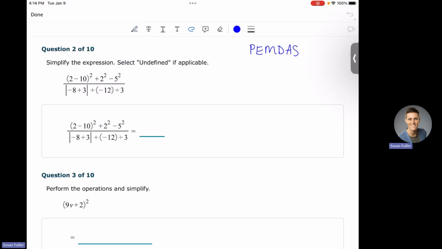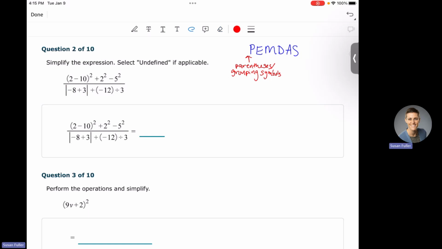This tells you the order in which to perform operations. So the P stands for parentheses, and along with parentheses, any grouping symbols that you might have are going to be included with that parentheses. So even in this problem that I have here, these absolute values here, that's considered a grouping symbol. So when I am doing order of operations, I'm going to simplify inside the absolute values as if they were parentheses.